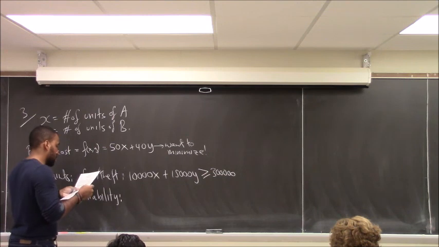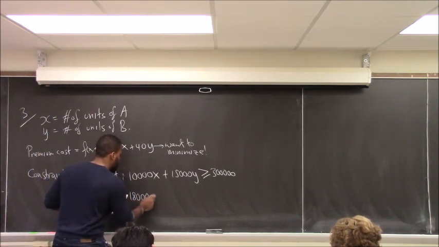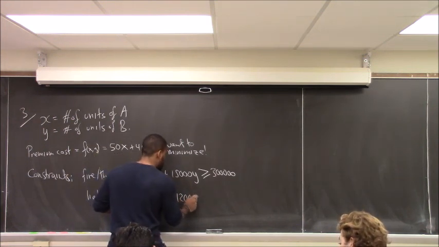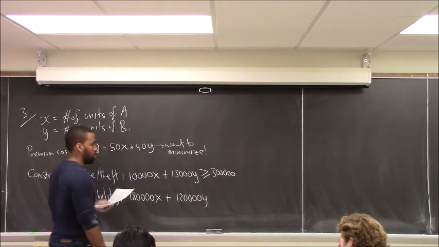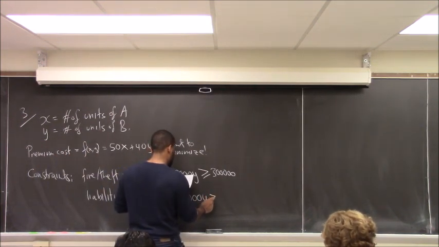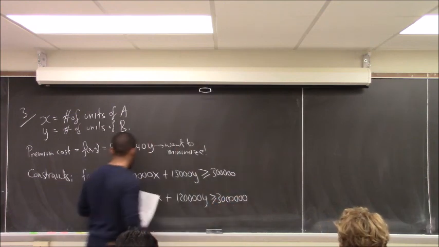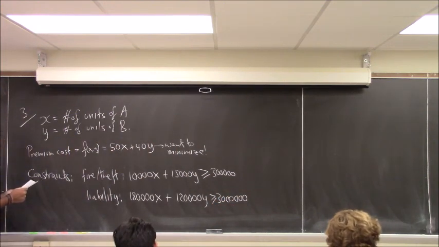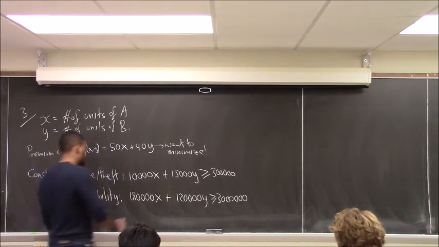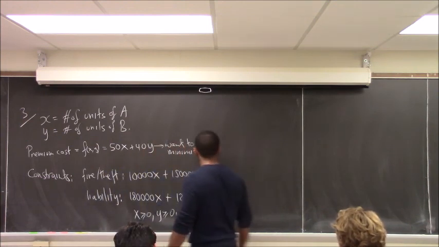For liability, A has $180,000 per unit. B has $120,000 per unit. And we want that to be at least $3 million. That's the situation. There's no other. Again, these are automatic: x and y greater than or equal to 0.